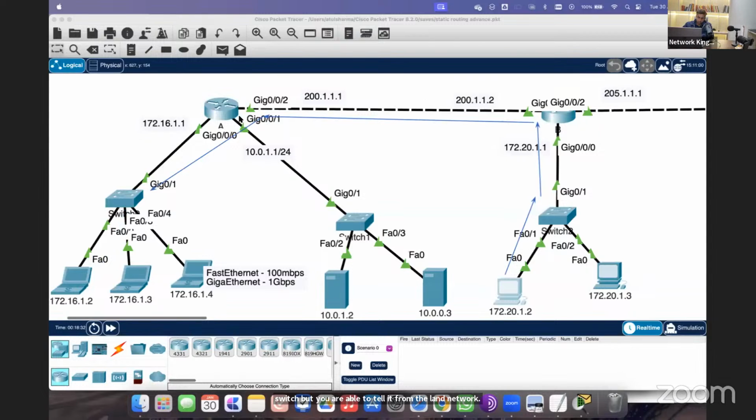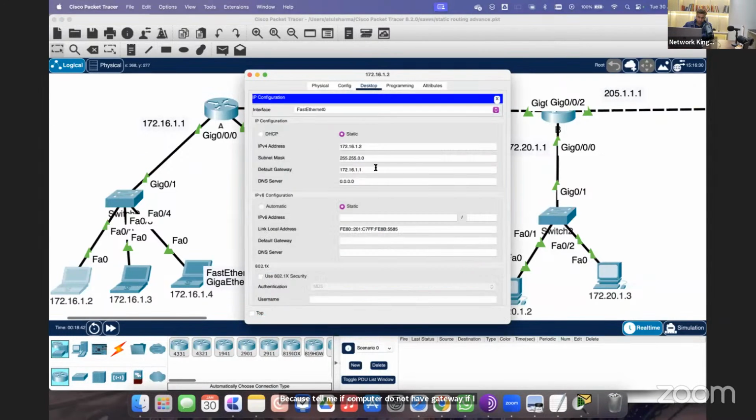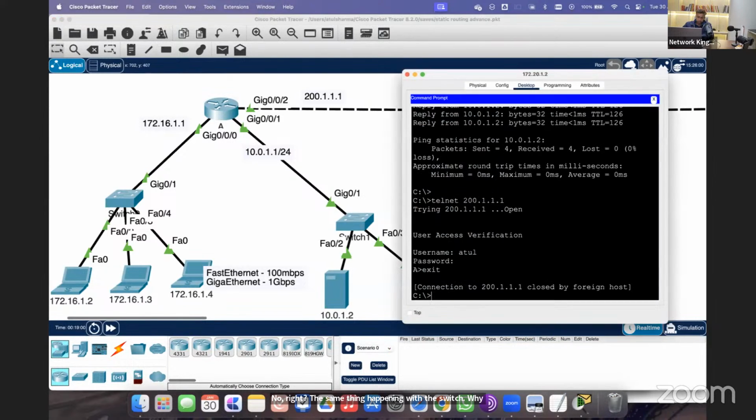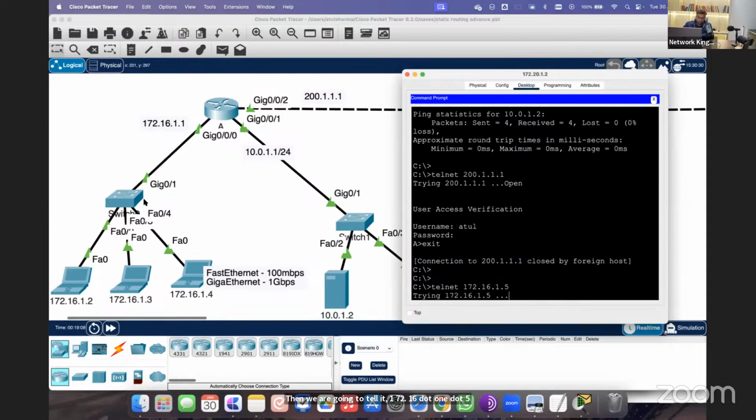Because when you forward the packet, the packet is going to the switch, but the switch does not know where my gateway is. Tell me, if I remove the gateway from a computer, can I ping a different network? No, right? The same thing is happening with the switch. Why are we not able to telnet 172.16.1.5 from the other network?